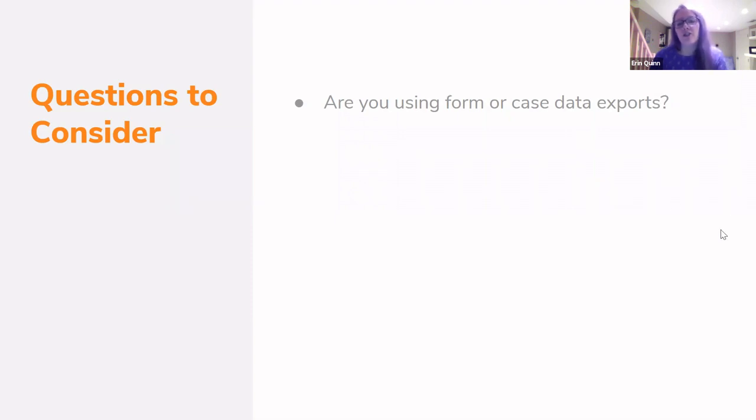The first is, what's your primary data source? Are you using form exports or case exports, or some combination of both? That's probably the key question you need to think about, because when you make these changes, you need to make sure that you're preserving the integrity of your data, and that whatever changes you make now, your data will stay consistent with what you've already got in the system and will stay consistent going forward.